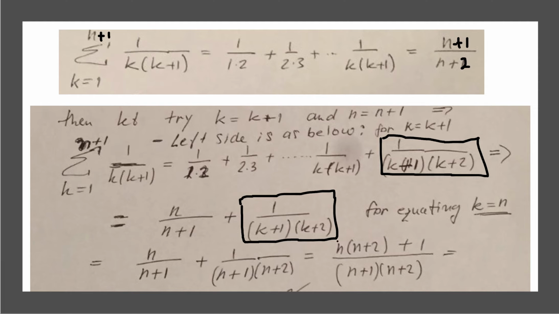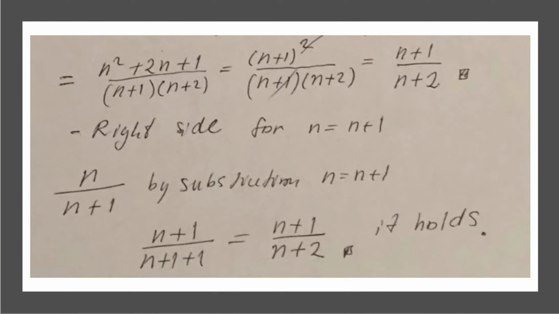So now we have to distribute here. n times n is n squared, and n times 2 is 2n. So this is going to be n squared plus 2n plus 1, divided by n plus 1 times n plus 2. When we factorize the numerator, it is n plus 1 times n plus 1, which is n plus 1 squared. Now we simplify the square with n plus 1, and we get n plus 1 over n plus 2. So it holds.